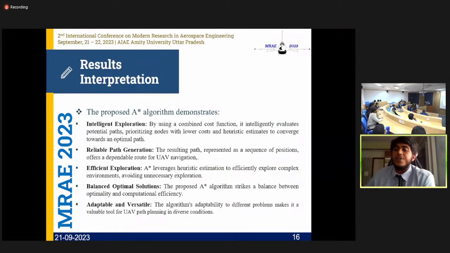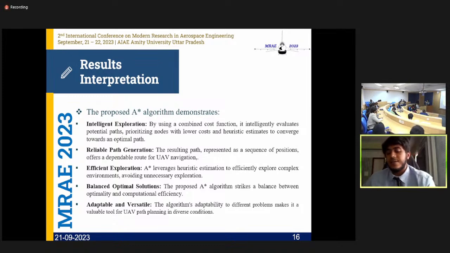So in order to interpret the results, we can successfully say that the algorithm uses intelligent exploration by prioritizing potential nodes by using heuristic estimates. It gives a reliable path in terms of obstacle detection and collision avoidance. There's efficient exploration, whereas it does not spend too much time, nor does it spend too much computational effort because of the combined cost function it is using and comparing it to the other nodes. Lastly, it's also making a balanced strike between computational as well as optimal efficiency. And also, as we saw from all the three test cases, it can be employed to various settings.